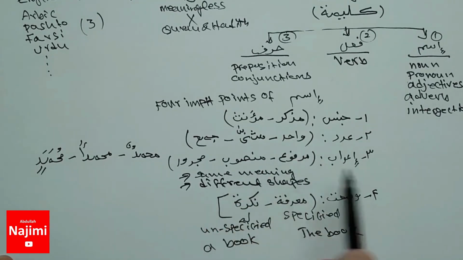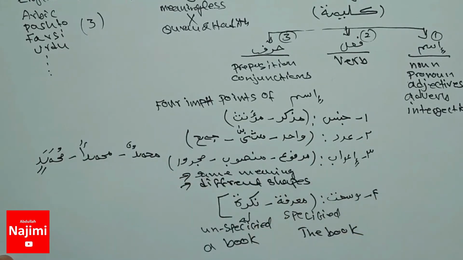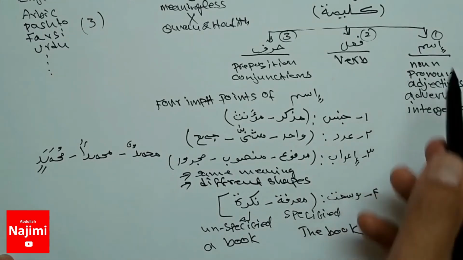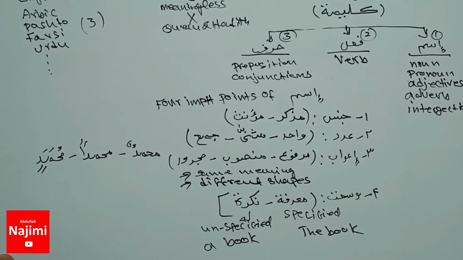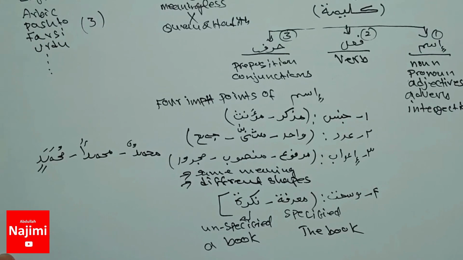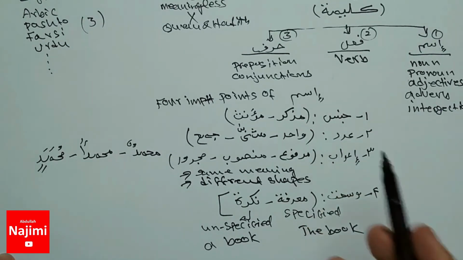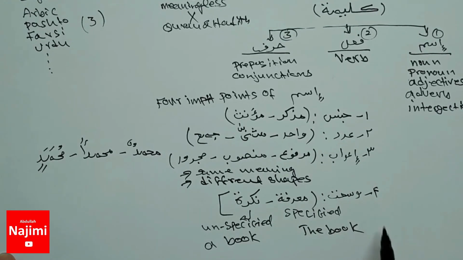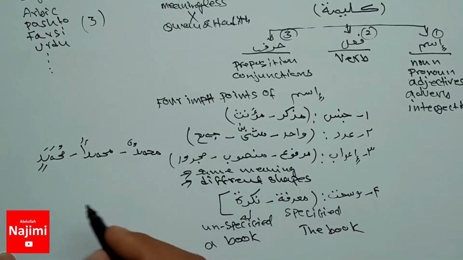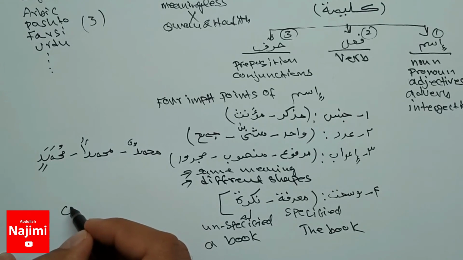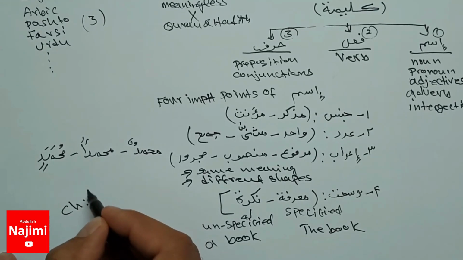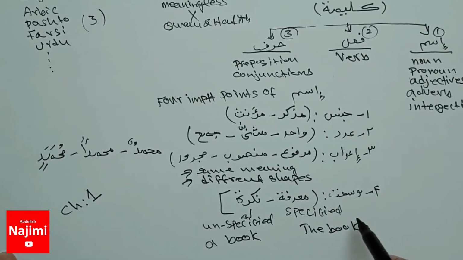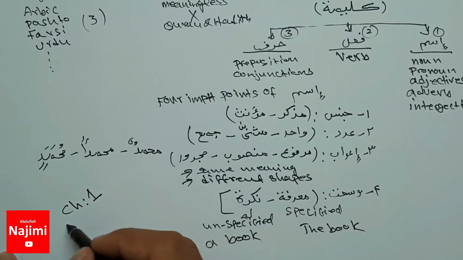So this topic is the roadmap of ism. Whenever we complete these 4 points, it means we will understand ism. Each point will be explained inshallah in a different lecture. So our coming topic will be jins, and then adad, and after that i'rab, and after that was'at. By completing these 4 points, this chapter will be completed. So it is chapter 1, and chapter 1 will be completed by the completion of was'at, inshallah.